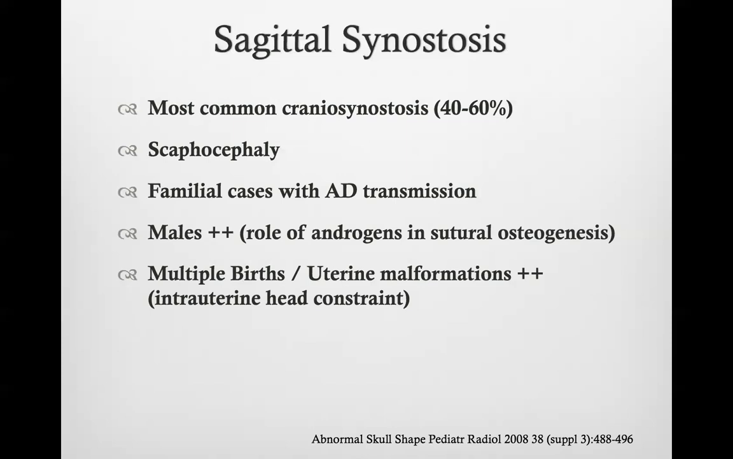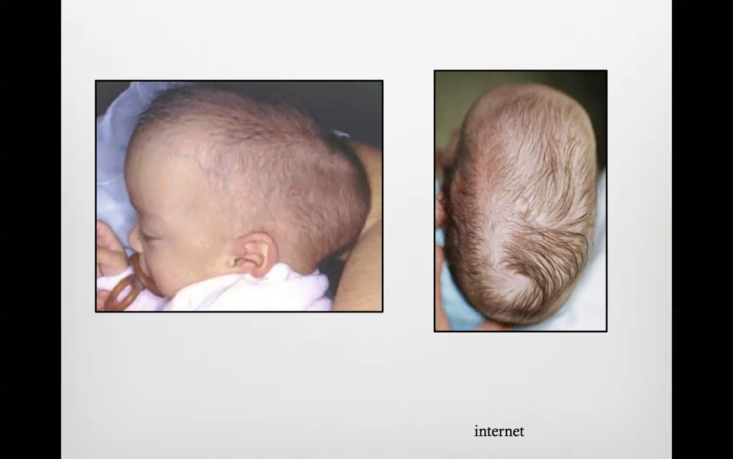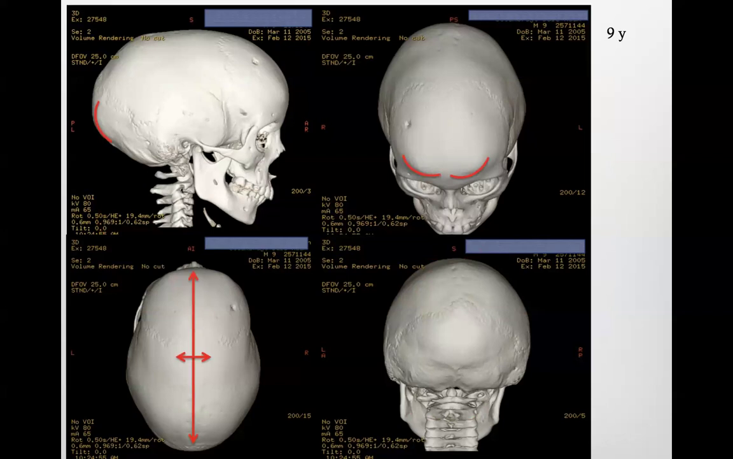The most common isolated synostosis is the sagittal synostosis with this elongated skull shape. There are some familial cases, and for some reason, it's more common in males, probably because males have more androgens that push towards sutural osteogenesis. And again, the clinicians are very good at diagnosing this clinically, and there is a strong clinical radiological correlation. And this is the elongated skull head shape. Why? Because if you have a fusion of a suture, the skull will grow along the axis of the fused suture.